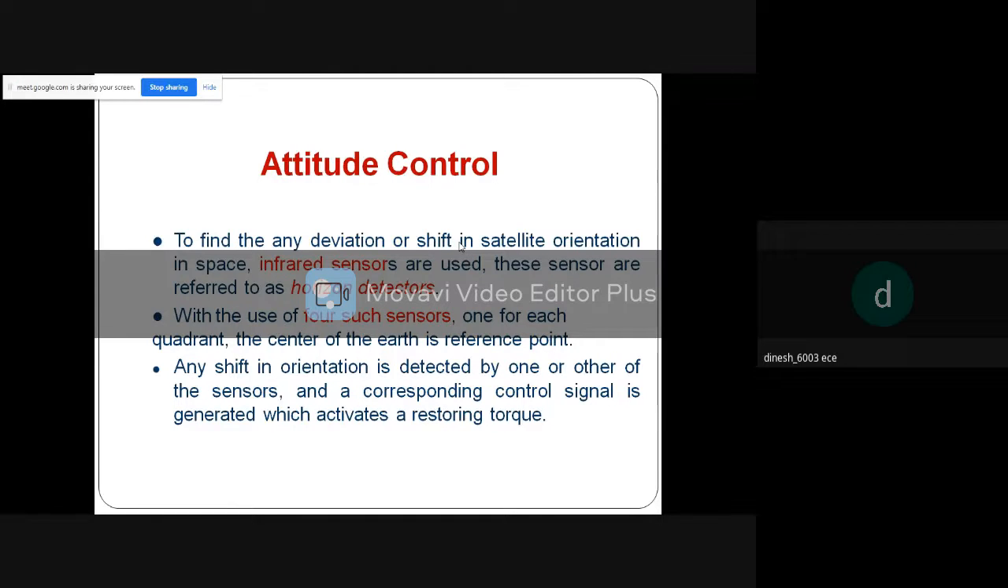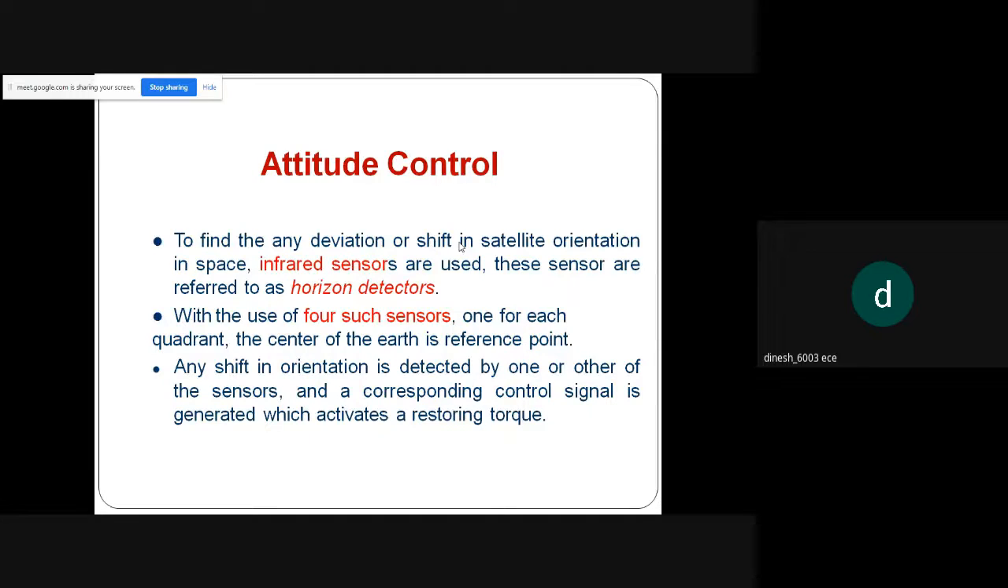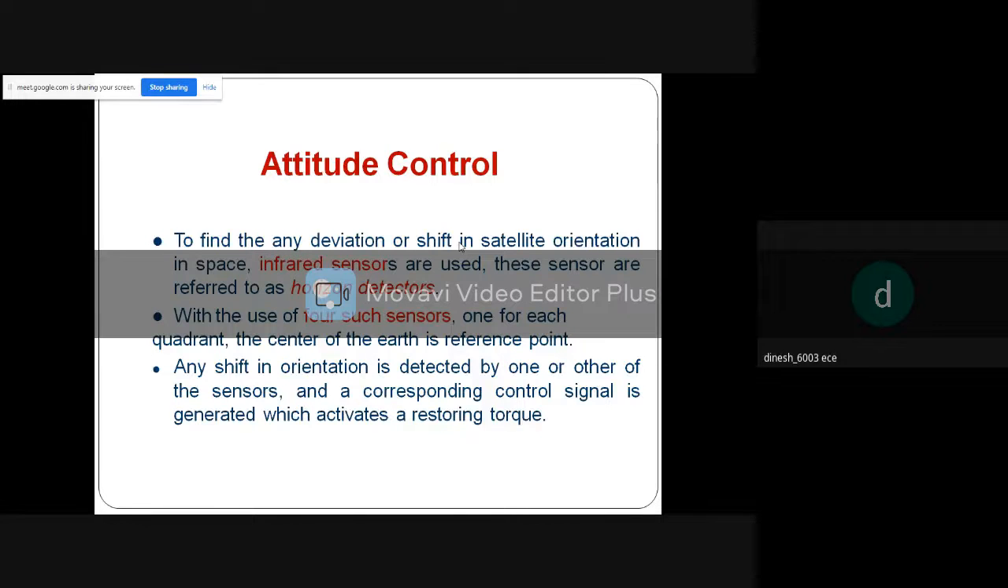Station keeping will send a signal from the Earth station intimating that on this side there is a deviation of this much in east direction or west direction or south direction or north direction. So kindly move these many points towards this using a restoring torque.